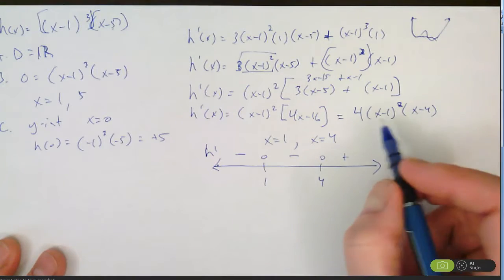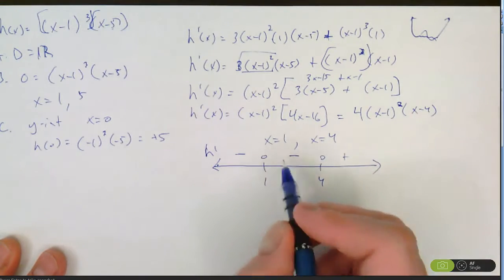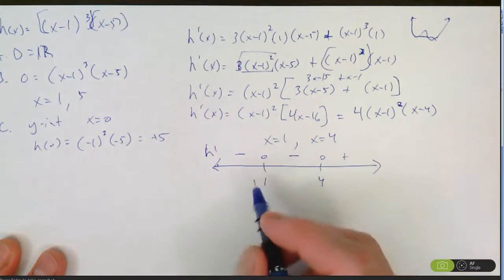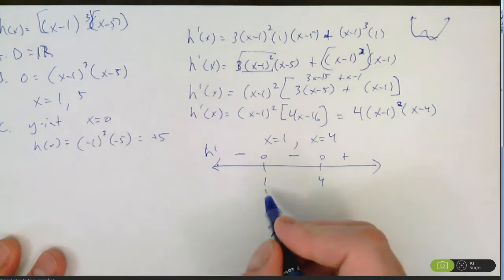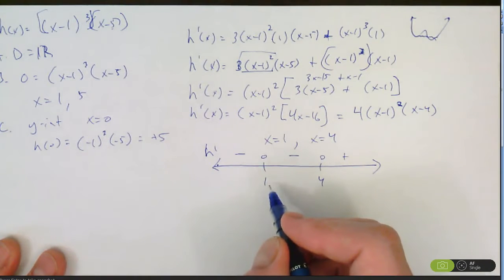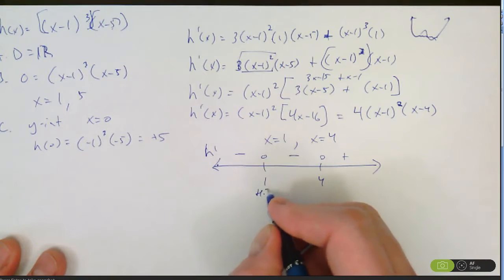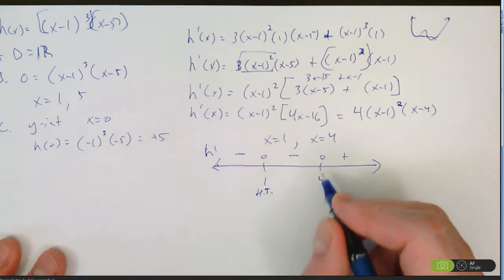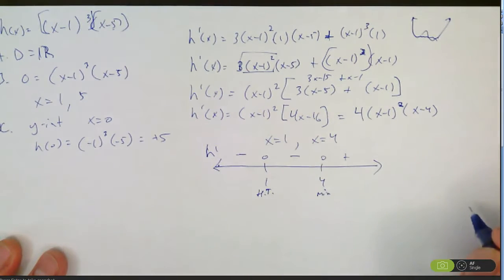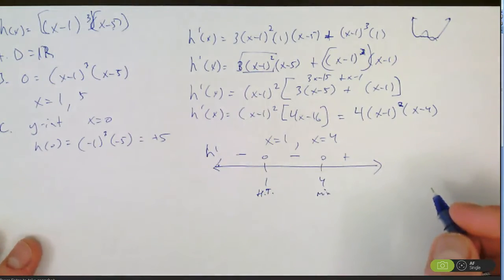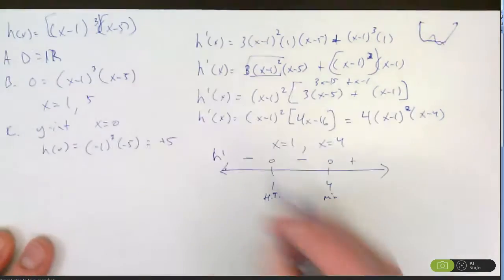So again, just plugging numbers in to this first derivative to see if this is positive or negative on the number line. Well, now I see that all that's going to happen at 1 is it's going to be a horizontal tangent, which is important to know. So horizontal tangent. But negative to positive at 4, that's a minimum. Okay. So now I can figure out what that minimum actually is by plugging 4 into the original function.